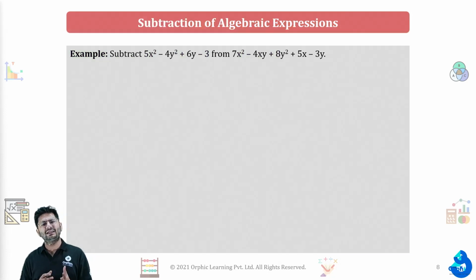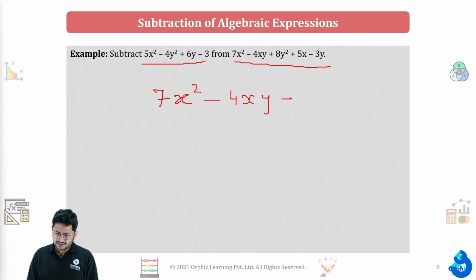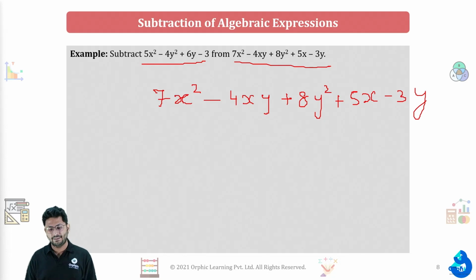So now let's take an example of subtraction of algebraic expressions. जैसा हमने addition में किया था वैसा ही subtraction में करेंगे. But always remember one thing which is quite important, and most of the students miss out on this. So subtract this from this. मतलब second वाले में से first वाला subtract करना है. So we'll write the first one on the top. Okay, so 7x² − 4xy + 8y² + 5x − 3y, right?